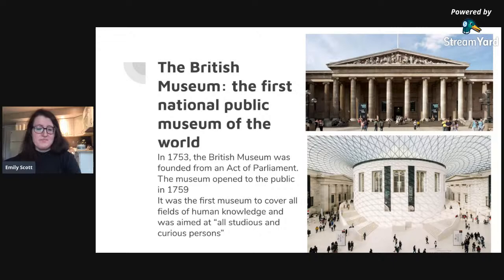It was the first museum to cover all fields of human knowledge, and it was aimed at all studious and curious persons. So again, I wanted to end with that because museums are aimed at the promotion of knowledge and they're aimed at the learned. But again, everybody in the world has an intrinsic need to learn and has an intrinsic aspiring for knowledge. So this is why museums are so important. They make knowledge available to the public and they make it available in an easy way.